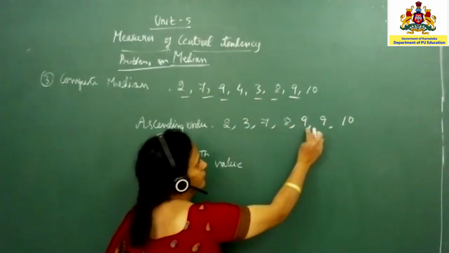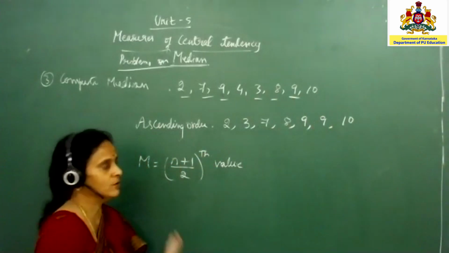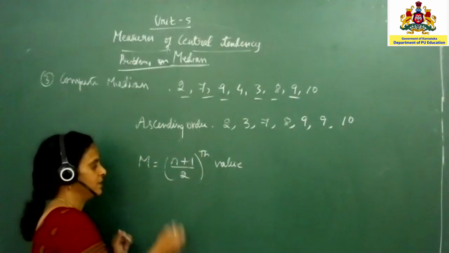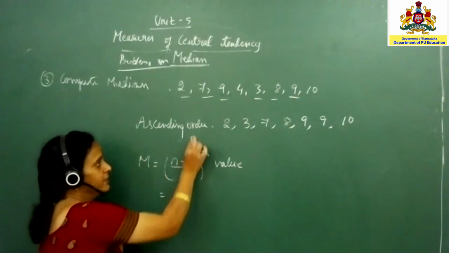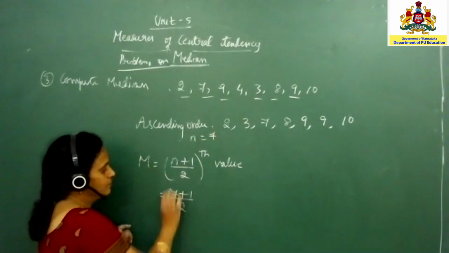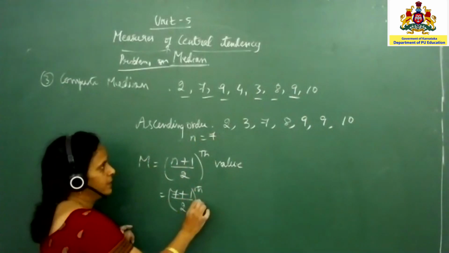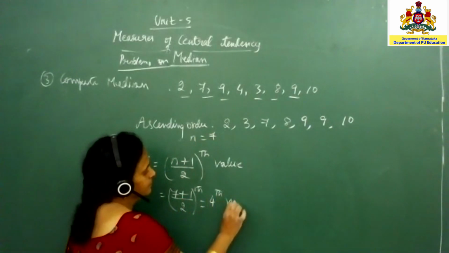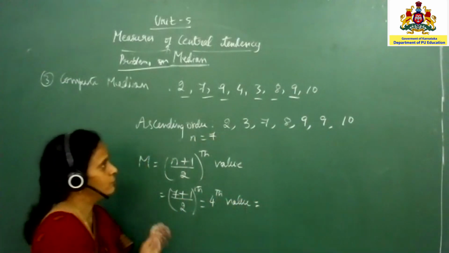1, 2, 3, 4, 5, 6, 7. 7 values. Okay, arranged. Next I have to write the formula. So the formula is ready. Next the n value. N is 7 here. I'll substitute here. So 7 plus 1 by 2, okay, 8 by 2. 8 by 2 is the fourth value.